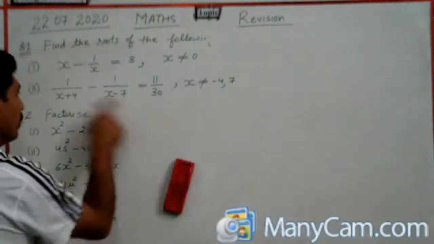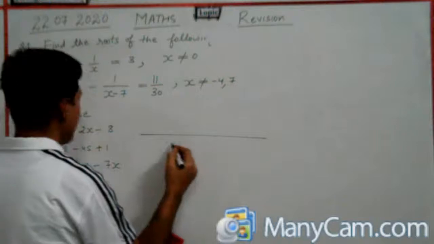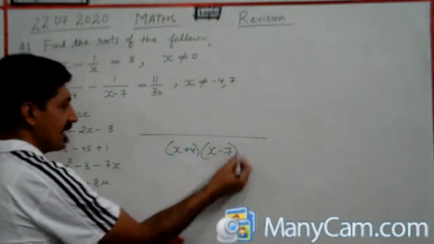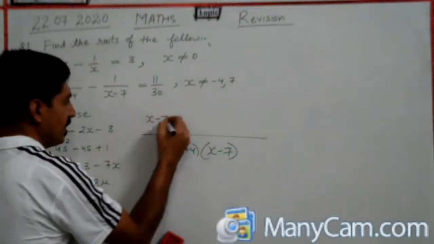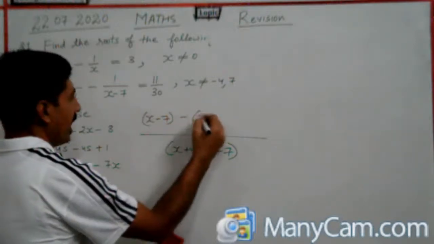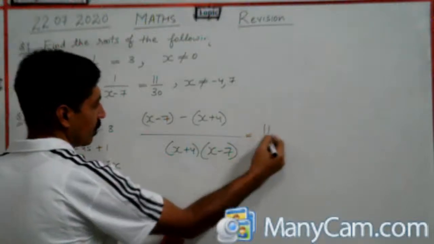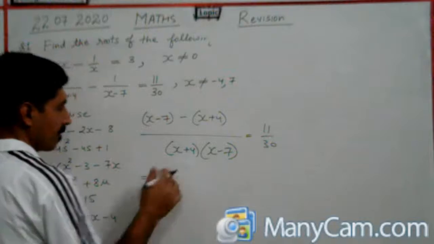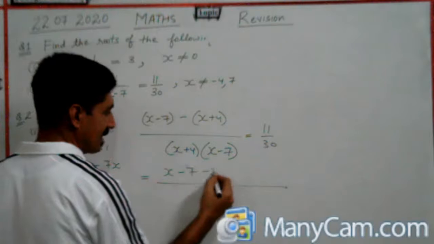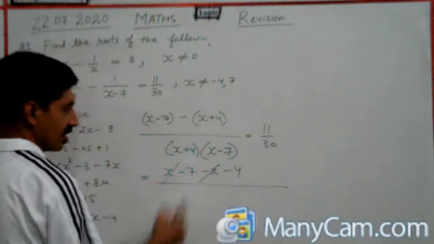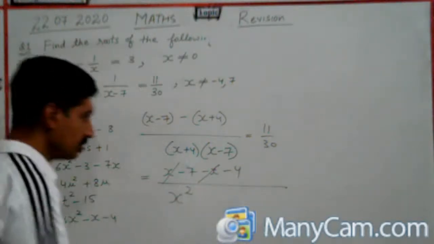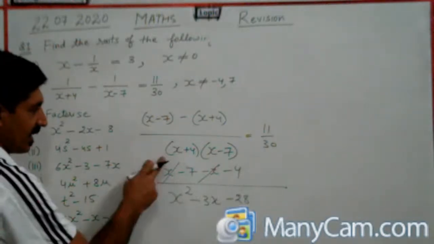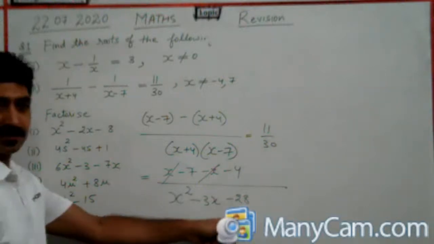So here, when we take the LCM, the LCM will be x plus 4 into x minus 7. And here we have x minus 7, and here we have minus of x plus 4, which is equal to, later on I will cross multiply, but we will solve it. So when we solve, we have x minus 7 minus x minus 4. So x and x get cancelled. In the denominator, this is x square minus 3x minus 28.